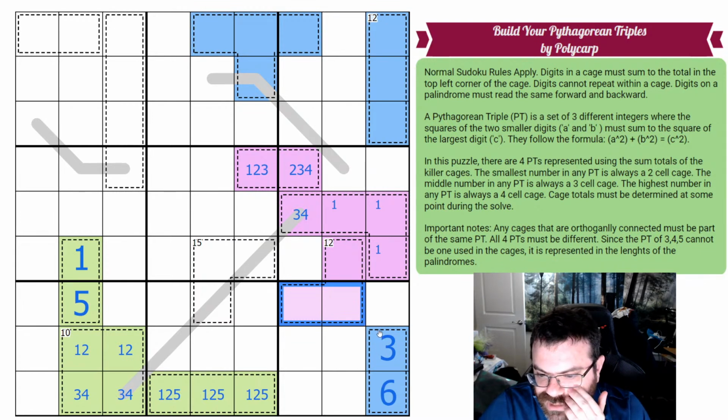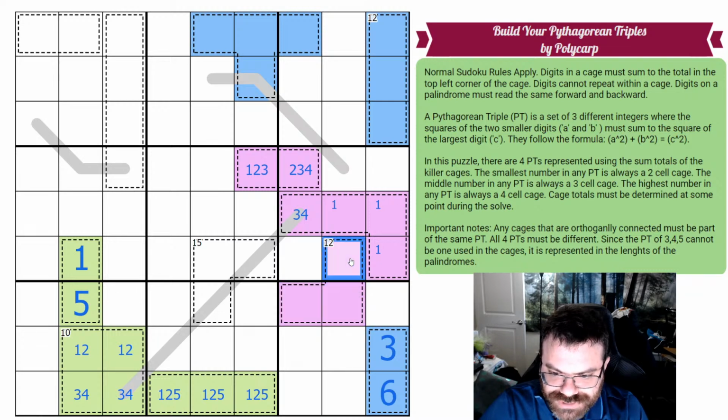Can't be 1, 6, 2, 5, or 3, 4. So this is actually higher than 5. If this were a 6, this would add to 6. Wait, did I say that right? 1, 6, 2, 5, 3, 4. Yeah. If this were a 6, this would add to 6. Can't be 1, 5. We could be 2, 4.